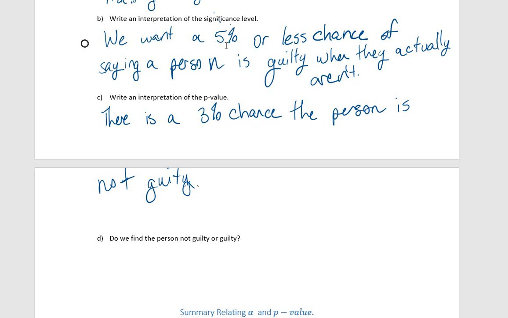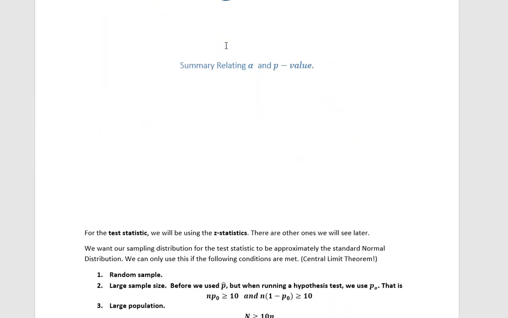So, what this means is that we wanted the probability to be 5% or less that we do this, and the probability that we found was 3%. What that means is that that's low enough that we feel comfortable saying that the person is guilty. Okay, so as a summary, how do we relate alpha and the p-value?